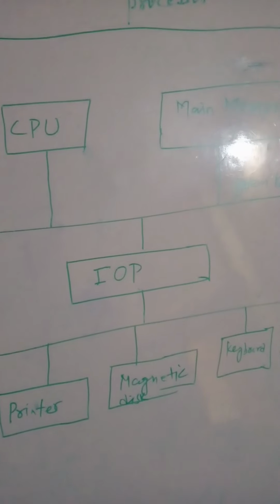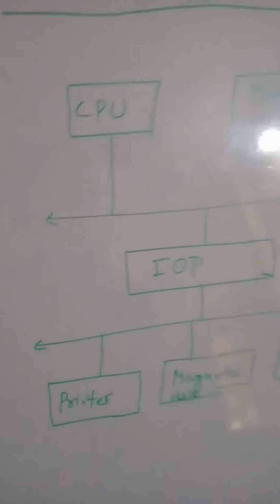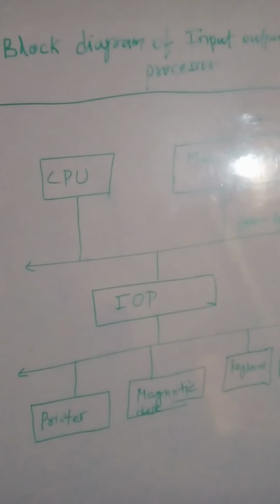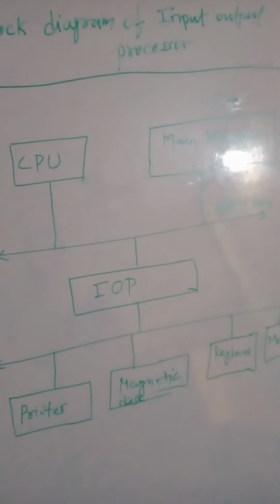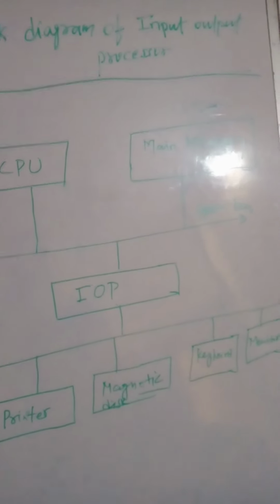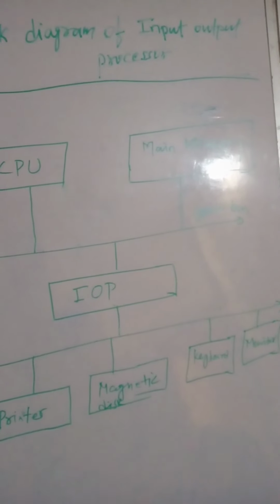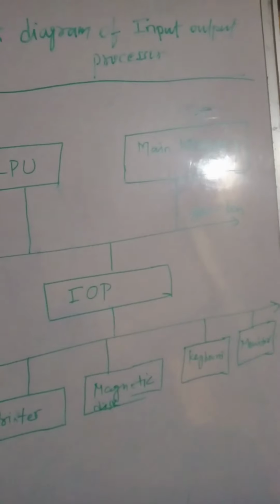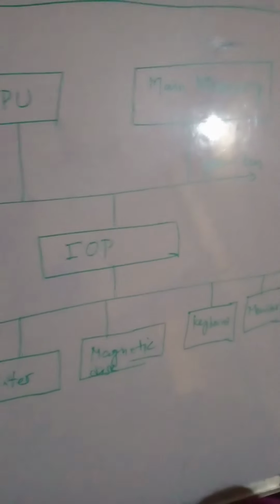Now, the advantage of IO processor is, first, the IO devices can directly access the main memory without the intervention by the processor in IO processor based system. Second advantage, it is used to address the problems that arise in direct memory access method.